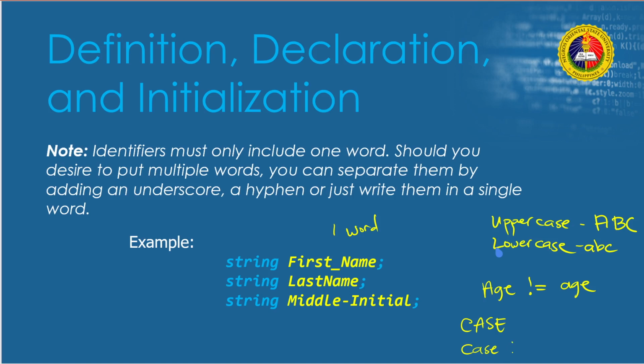Just take note that however you write your identifier, make sure you use it the same way for the entire program. So if this is how you write, for example, first name in your identifier, make sure you use it that way in your program. Otherwise, it will not work. So, for example, first name is different from this one with a small letter. That is not the same.